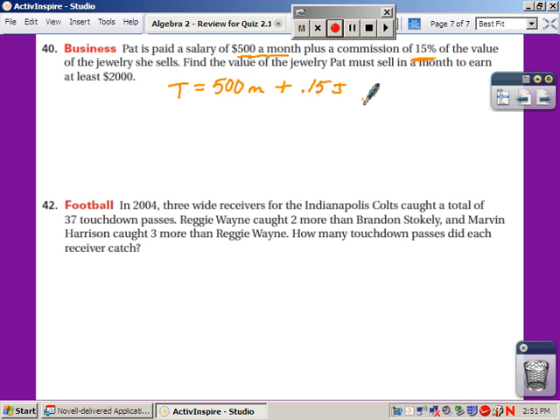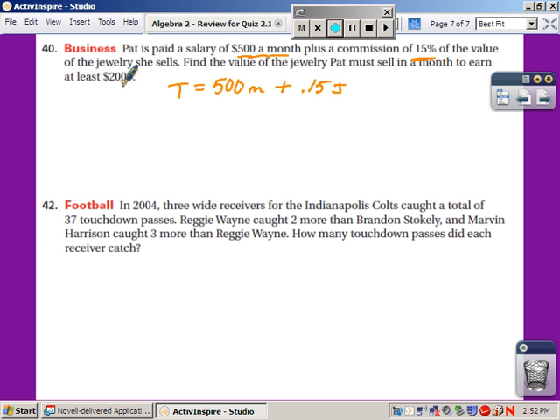So you see I've got a couple of different variables going on in here. What I would want to know for how much total money she makes is how many months she's been working and how much jewelry she sold. Those are the two things that determine her pay: how many months she worked, and how much jewelry she sold, so she can figure out her commission.